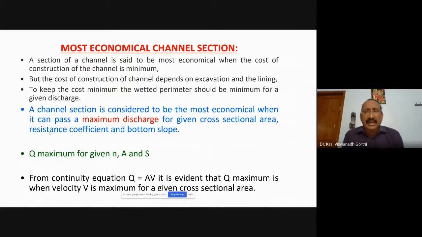Seepage in the canal. I will repeat once again. When the water is flowing in a canal, the water would be in contact with the bed and sides of the canal, and through the open or pore spaces of this bed and sides, the water will have a tendency to seep through. This is what is called seepage of a canal. Where does it go? The water moves away from the canal, enters through the pore spaces, and finally reaches the groundwater storage reservoir.